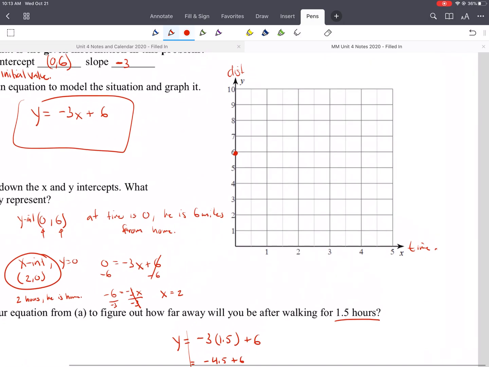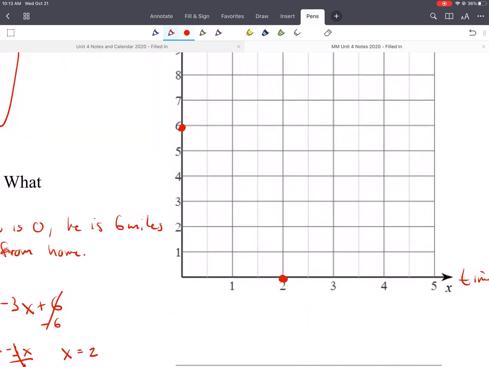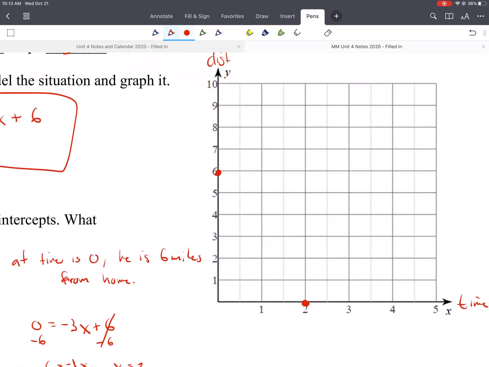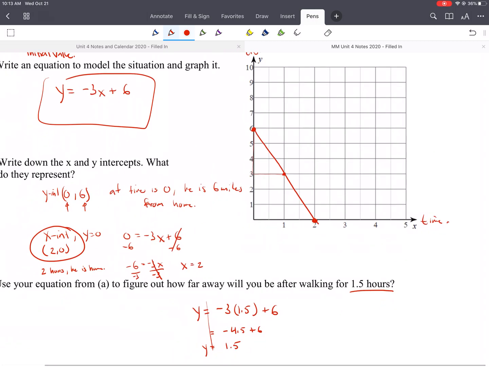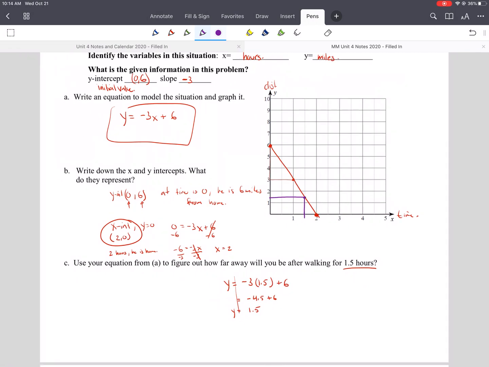So let's kind of look at this. Let's graph this and make sure this makes sense. So if we put our x-intercept, what we said is 2, 0, or we could also just use our slope. So our slope is negative 3, so we would go down 3 over 1, down 3 over 1. And after walking for an hour and a half, we should be right here, it tells us that we are 1.5 miles away from home. So we can always check that way by graphing visually.